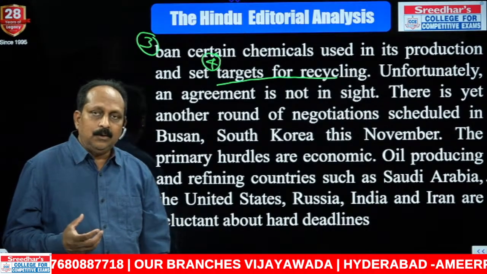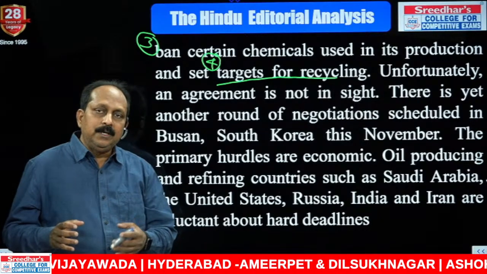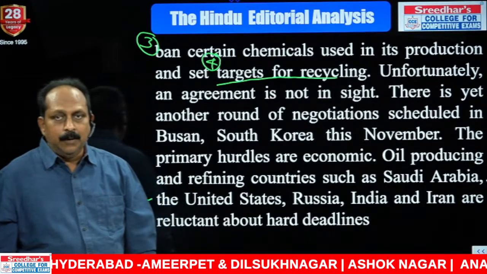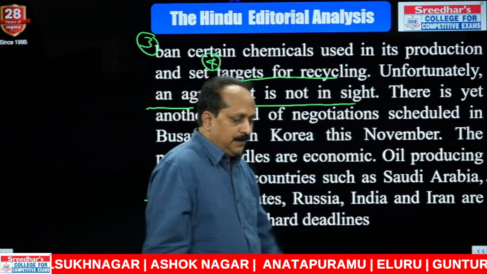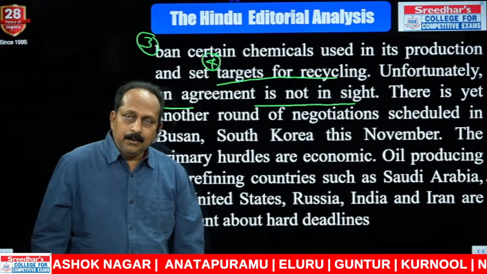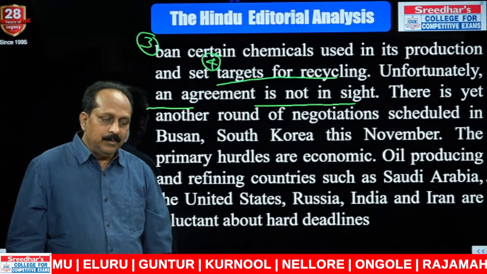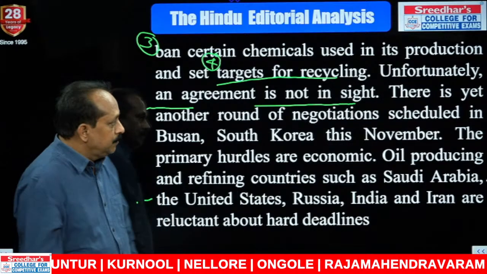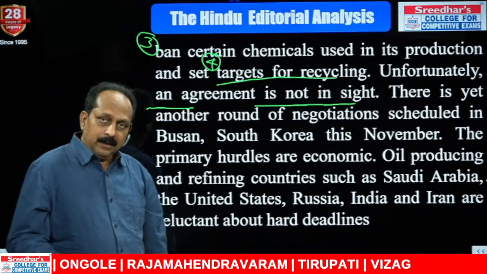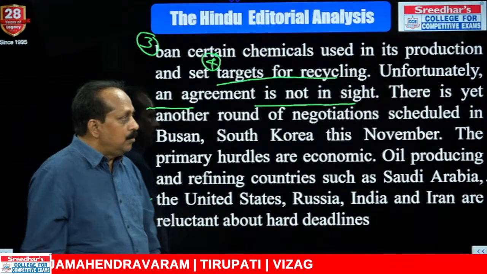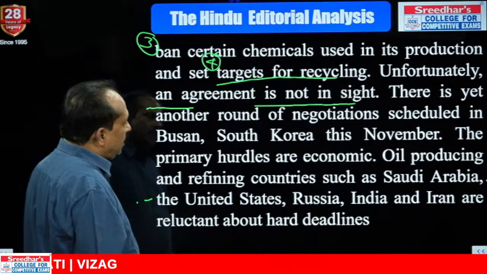Whenever a particular treaty or a convention or an agreement talks about deadlines or timelines, there is every possibility some countries oppose. That is quite natural, inevitable. Unfortunately, an agreement is not in sight. Obviously, resistance. Not in sight, an important expression. Nowhere in sight, you can say that also. Means they haven't found a solution yet. Because they haven't found a solution yet, they're going to go in for another round. There is yet another round of negotiations scheduled in Busan, South Korea, this November.